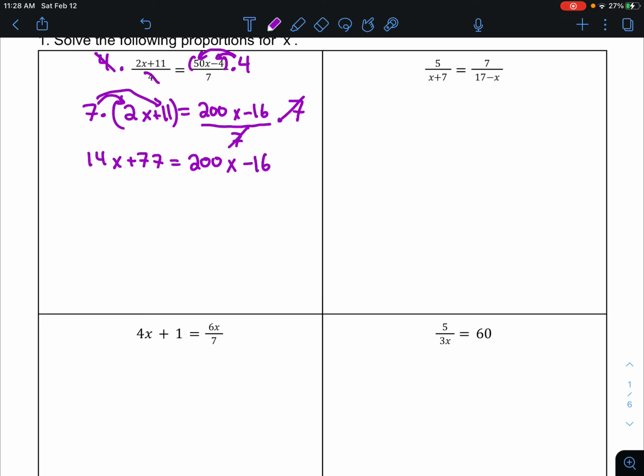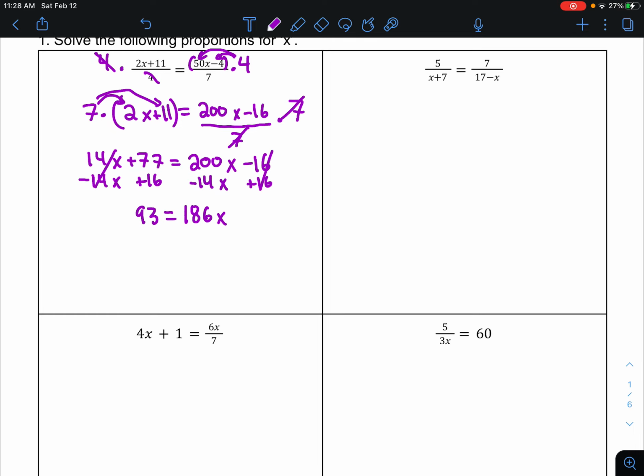Now I want to get all my x's on one side and all my constant numbers on the other. So I can add 16 to both sides, and I can also subtract 14x from both sides. Okay, minus and plus 16 cancel. 14x minus 14x is 0, also cancels. 77 plus 16 gives us 93. 200 minus 14, 200 minus 10 is 190, 190 minus 4 is 186. So we end up with 93 equals 186x.